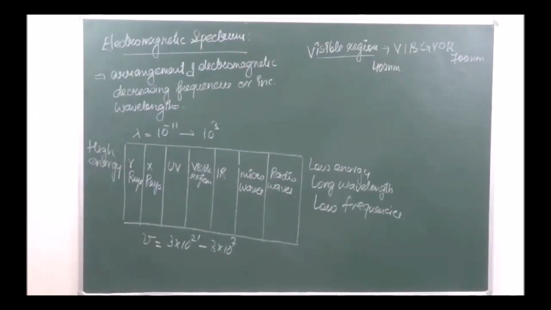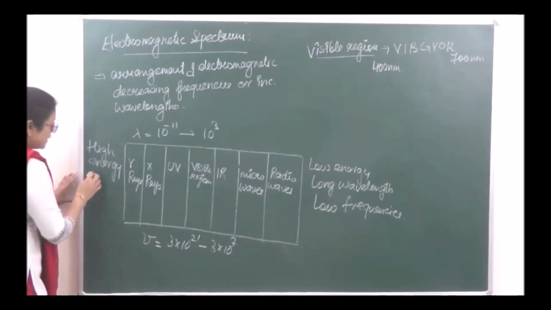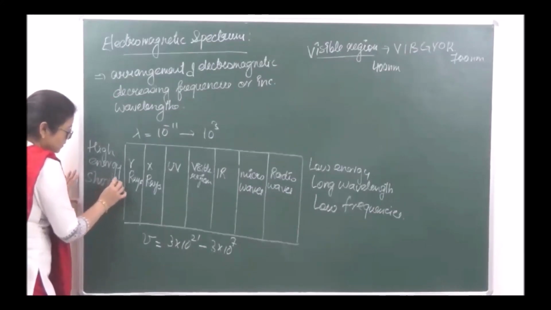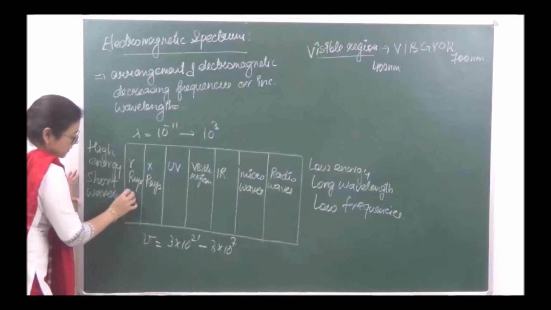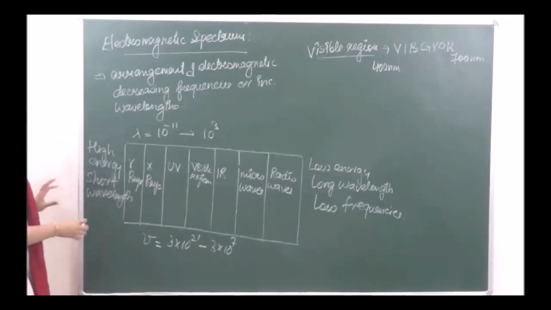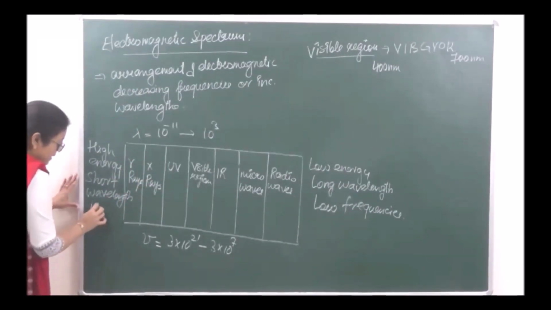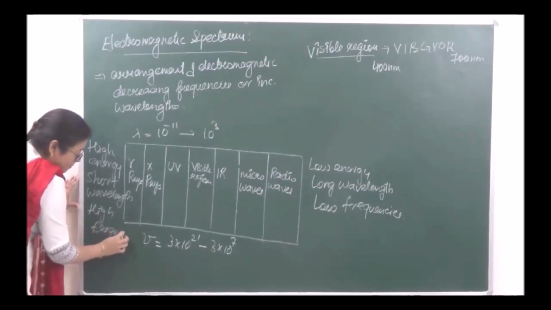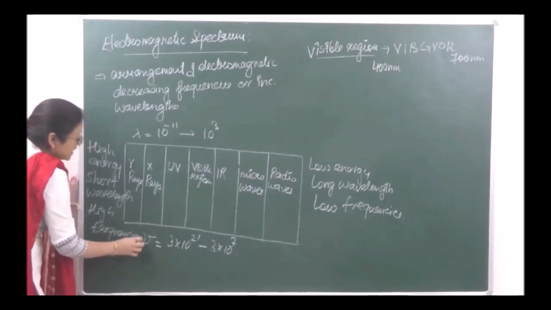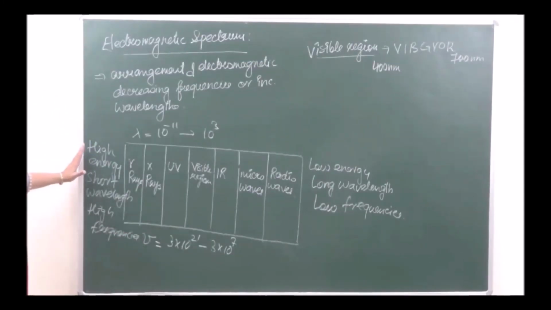High energy, they have short wavelength, and their frequencies are also going to be high frequencies. So in the electromagnetic spectrum, what we can see is that we are traveling from high energy to low energy, from short wavelength to long wavelength, and from high frequencies to low frequencies.